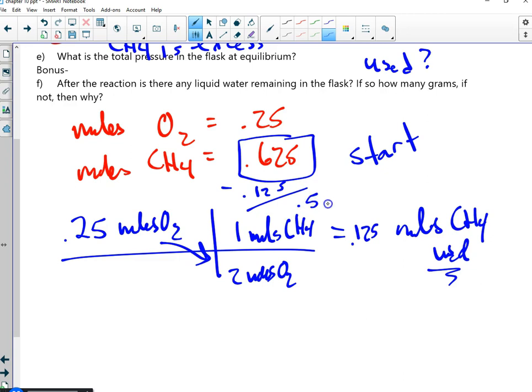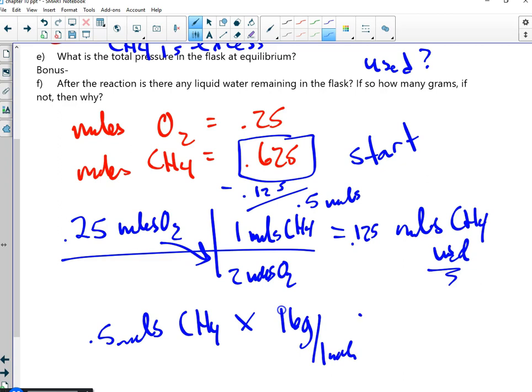All right, now, these are moles, correct? So I now need to take my 0.5 moles of CH4, and I need to multiply that by 16 grams per 1 mole, and that ends up to be 8 grams CH4 excess.